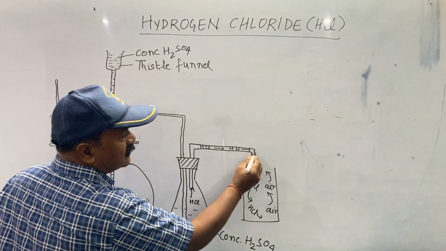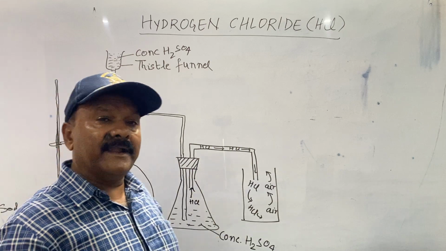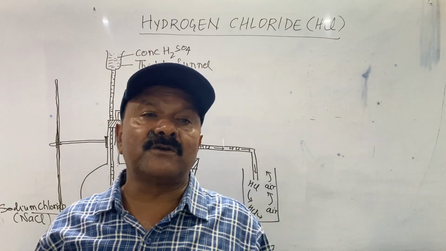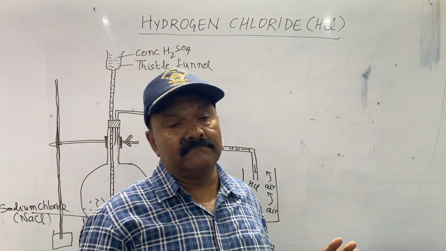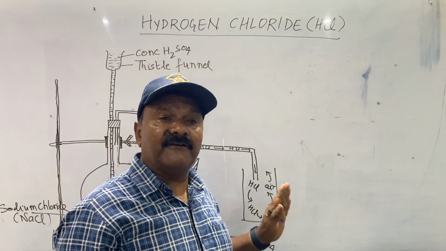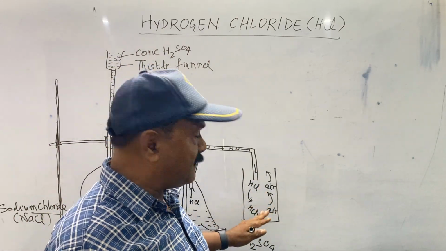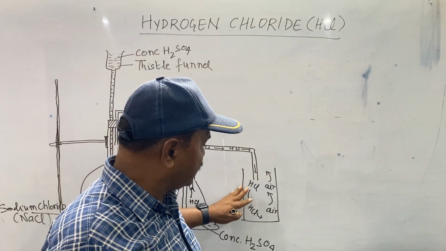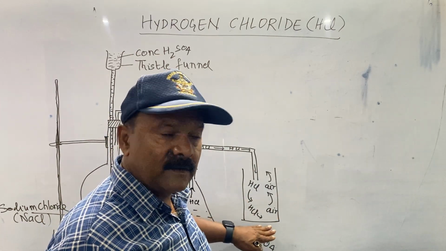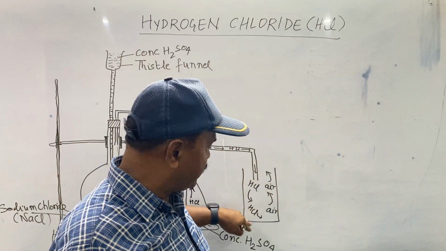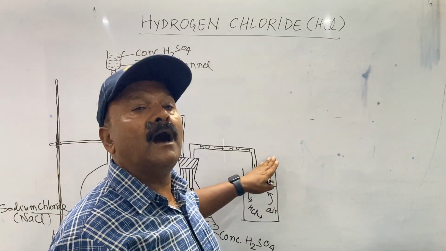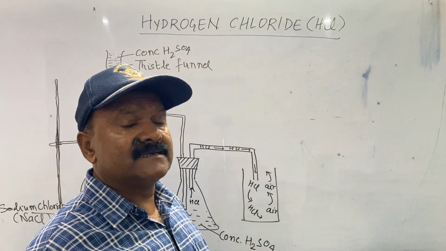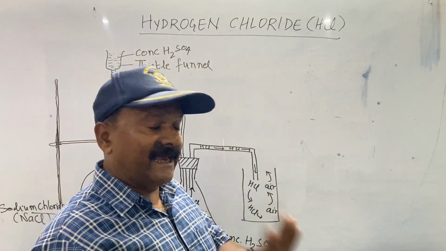gas to come out. Now hydrogen chloride gas is heavier than air. The vapor density of hydrogen chloride is more than air. So since the density of HCl is more than air, what will happen? It will start sinking down. The HCl will start sinking down. So once it goes down, the air which is at the bottom will be displaced upward. That means the method of collection of HCl is by the upward displacement of air.